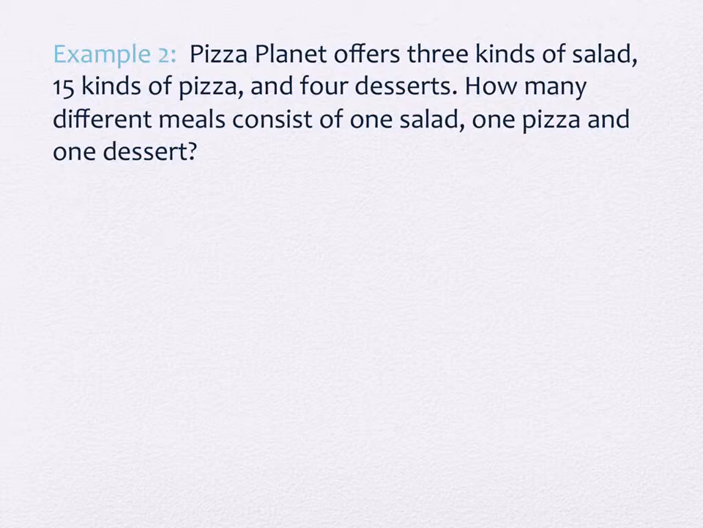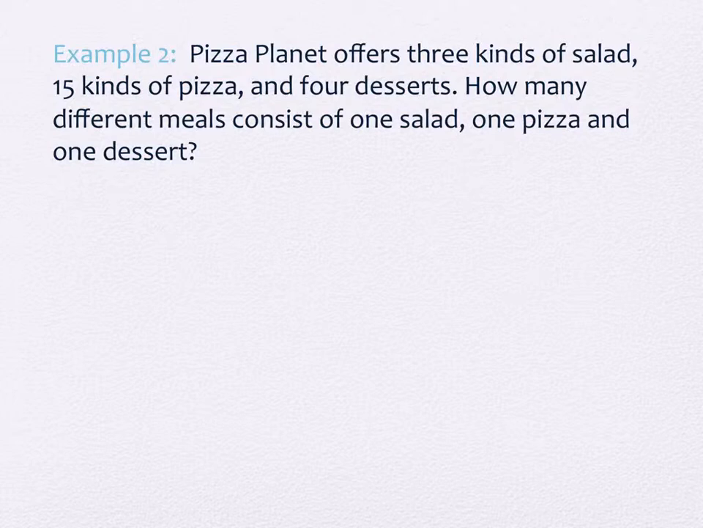Pizza Planet has some meal deal options, so to speak. They have 3 kinds of salad, 15 kinds of pizza, and 4 desserts. So how many different meals can you make that would consist of 1 salad, 1 pizza, and 1 dessert? So what would you do? Multiply them all together. Yeah, you just multiply them all together. And that's the fundamental principle of counting.